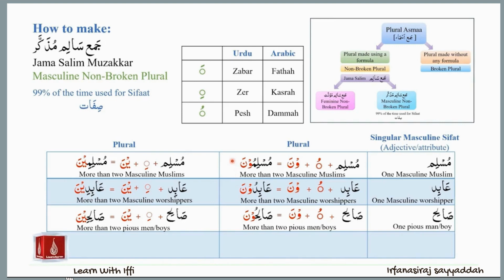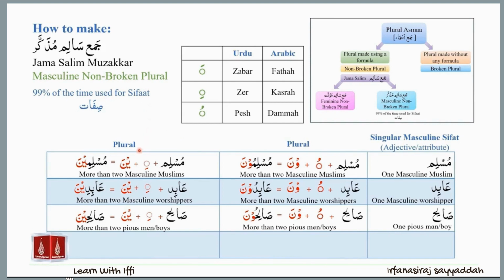And the second thing that we notice is that most of the word Muslim is a part of Muslimuna. It did not need to be broken up and reassembled. Similarly, most of the word Abid is within Abiduna. It did not need to be broken up and reassembled, and same is the case for Salihuna. Saleh is a part of Salihuna. It did not need to be completely broken up and reassembled. That is why for these sifat, the plural version are non-broken plural.